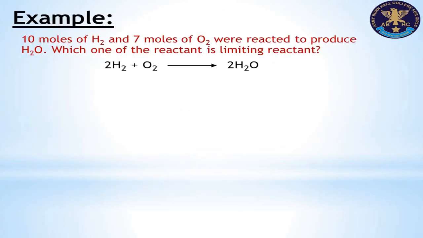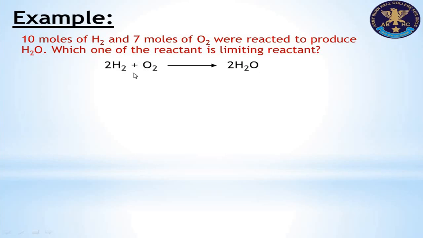Now the example related to this topic. This example is given in your book: 10 moles of hydrogen and 7 moles of oxygen were reacted to produce water. Which one of the reactants is the limiting reactant? Here we are given quantities in terms of moles, that we have 10 moles of hydrogen and 7 moles of oxygen. The first step, which I explained in the previous slide, is that you have to write the balanced equation. The balanced equation is already given to us: 2 moles of hydrogen react with 1 mole of oxygen to form 2 moles of water.